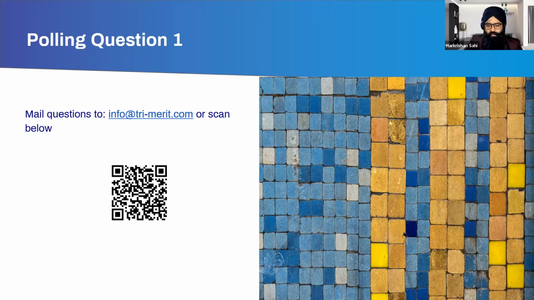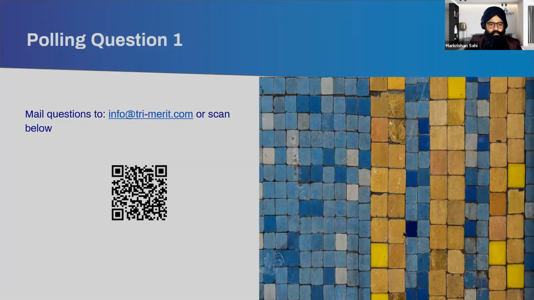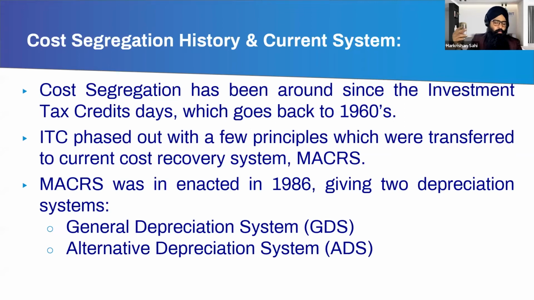All right, thanks, Randy. So that's pretty good. A lot of people know what a cost segregation study is. So since most of you know, let me dive into the history and how it became the norm. Cost segregation is not something new. It has been around since the ITC days, which goes back to the 1960s. When ITC phased out, it left a few principles that were transferred to the current system, which is MACRS. MACRS is also known as the Modified Accelerated Cost Recovery System.